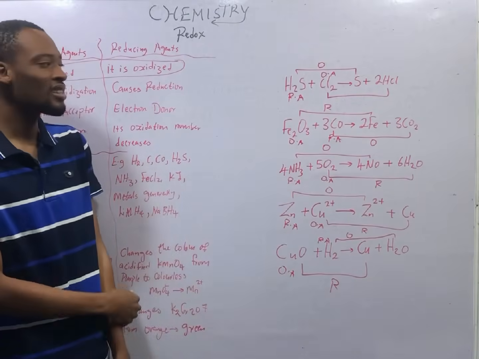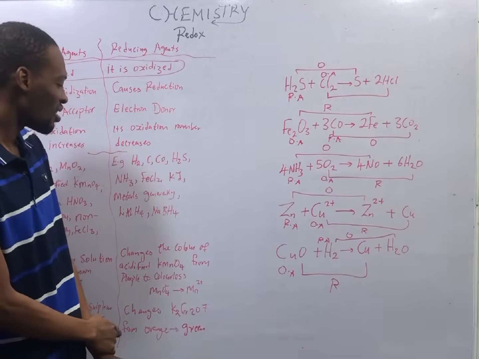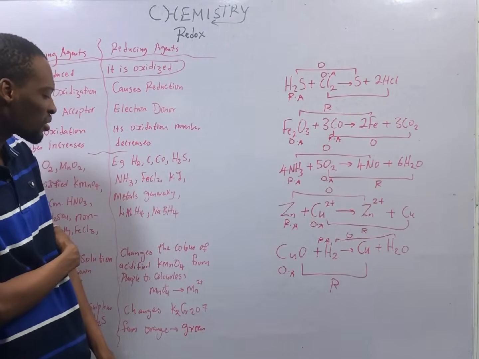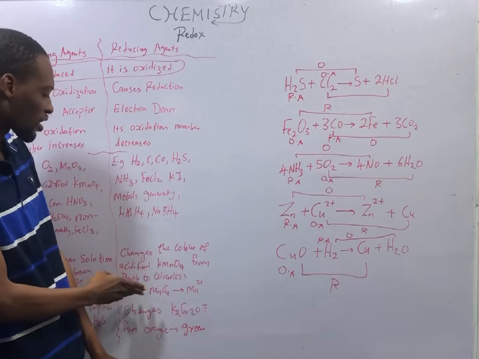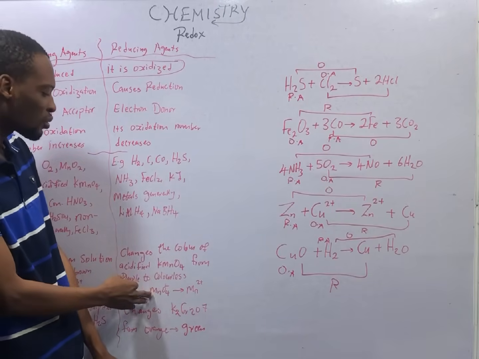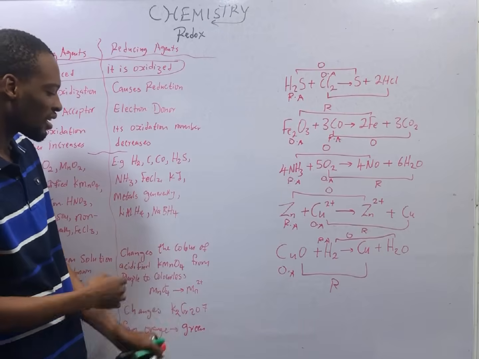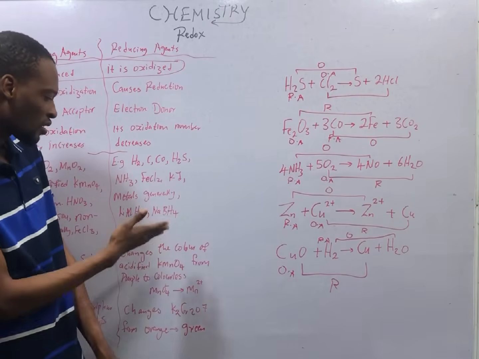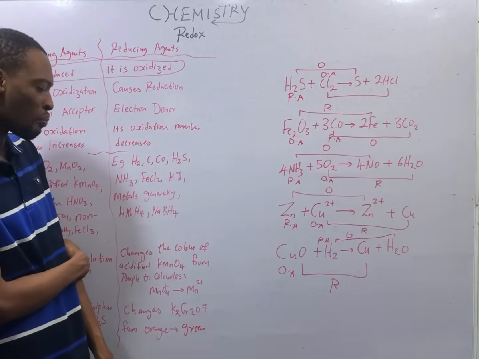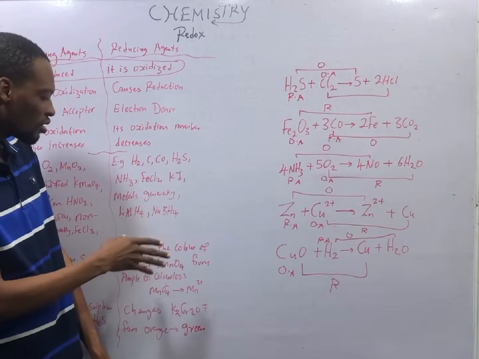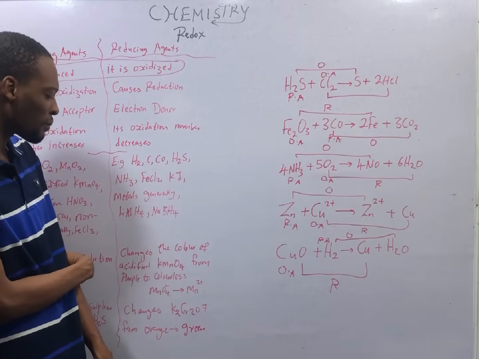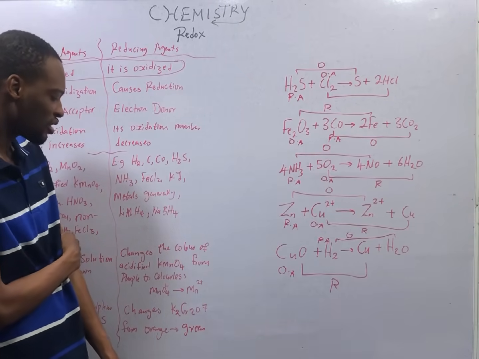And tests for reducing agents. Reducing agents will change the color of acidified potassium permanganate from purple to colorless. So MnO4- ion will change to Mn2+. It has been reduced. Color of potassium permanganate from purple to colorless. Also, reducing agents will change potassium dichromate(VI) from orange to green.